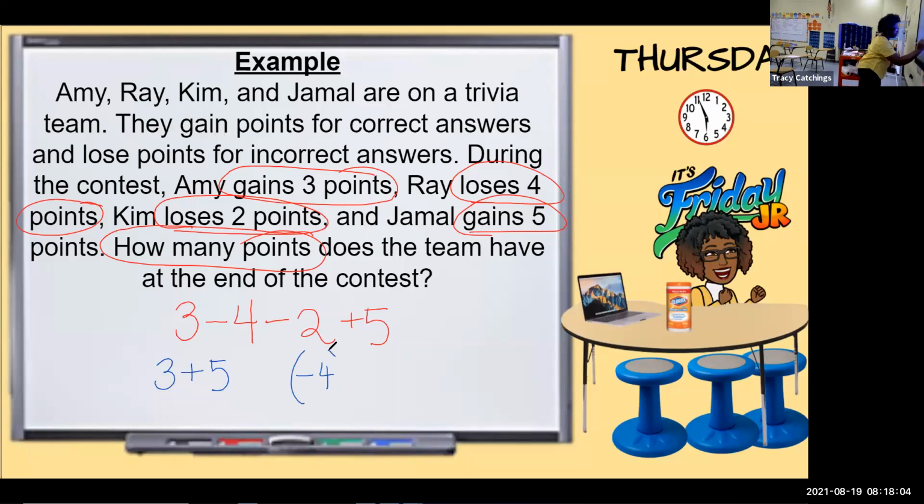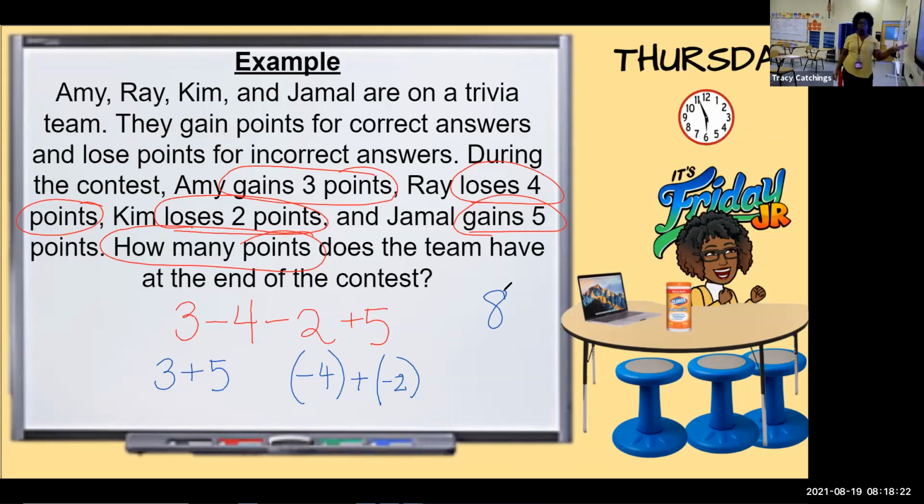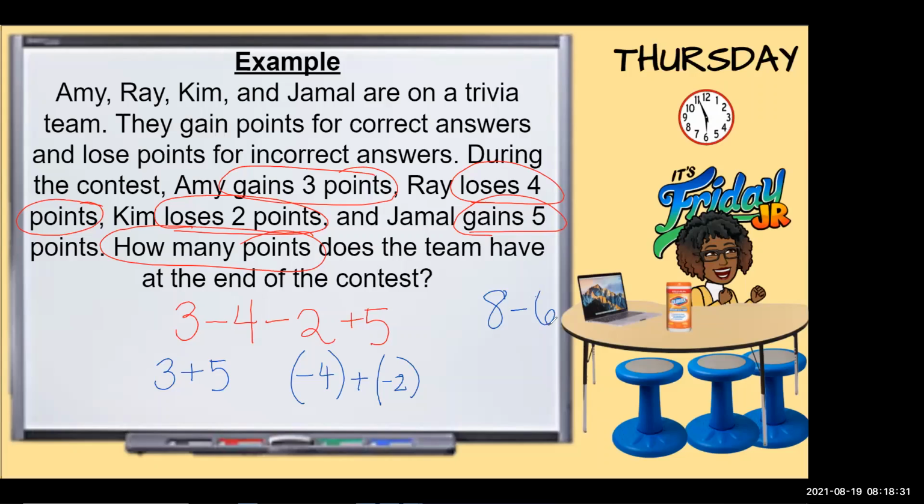So now we have negative 4, which is going to be added to that negative 2. We just learned that if the 2 values have the same signs, we're just going to add the 2 numbers and keep the sign. So 3 plus 5 will get us what? 8. Good job. And then negative 4 plus negative 2 will get us to what? Negative 6. Good job.